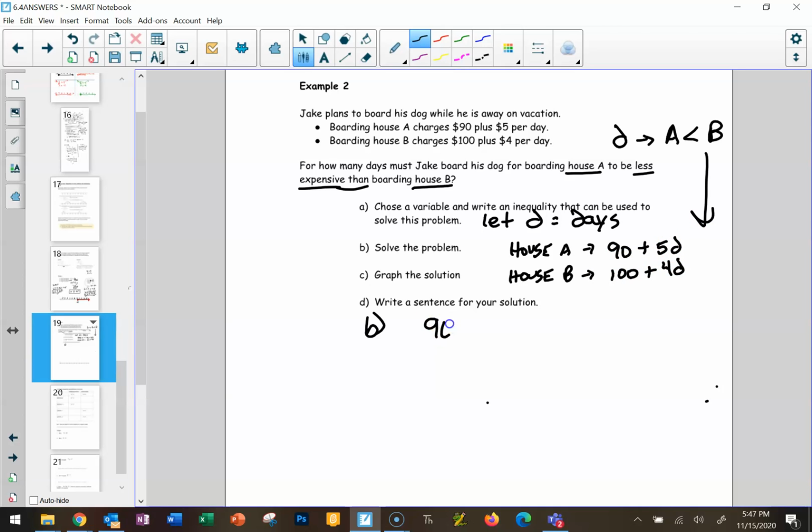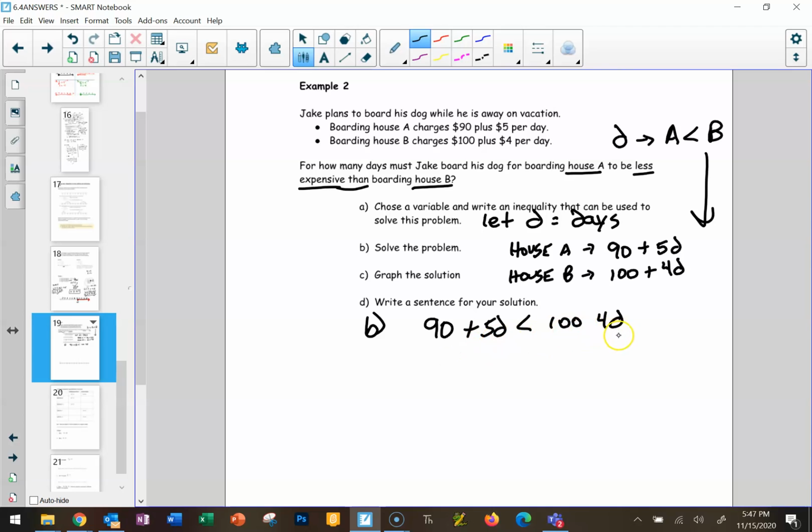So what we care about is house A being less than, not less than or equal to, it says less expensive than. So we need house A to be less expensive than the total for house B. And that's going to happen at some particular values. And I say values because it's not equals, it's an inequality. So there's going to be a certain range of days where it's going to be cheaper to go with A than it is with B. So let's figure out which it is.